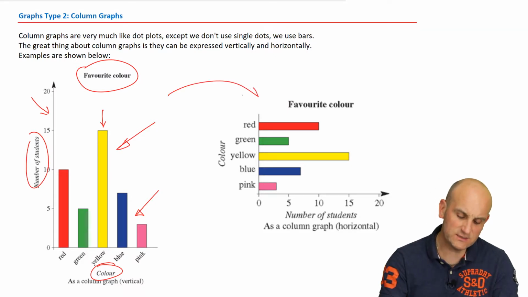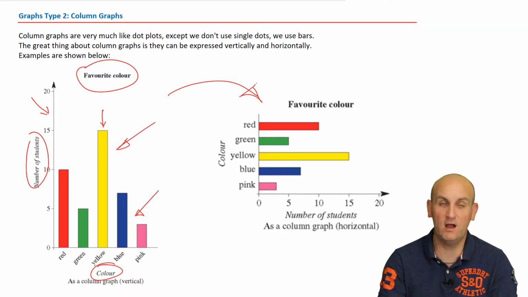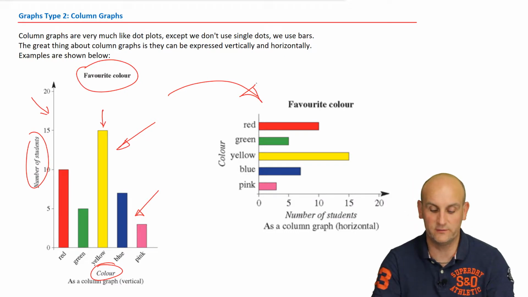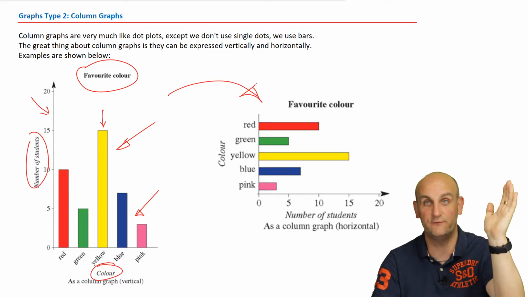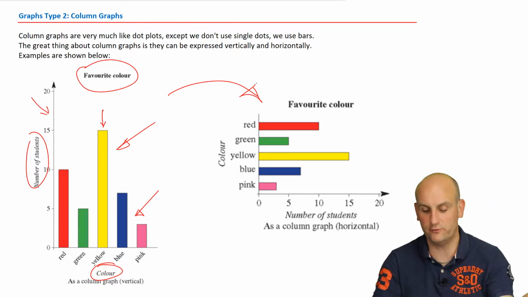So I suppose the next question is, what's the difference between the graph on the left of your screen and the graph on the right? Absolutely nothing, except they've taken the column graph and turned it this way. So we can have vertical column graphs, we can have horizontal column graphs.